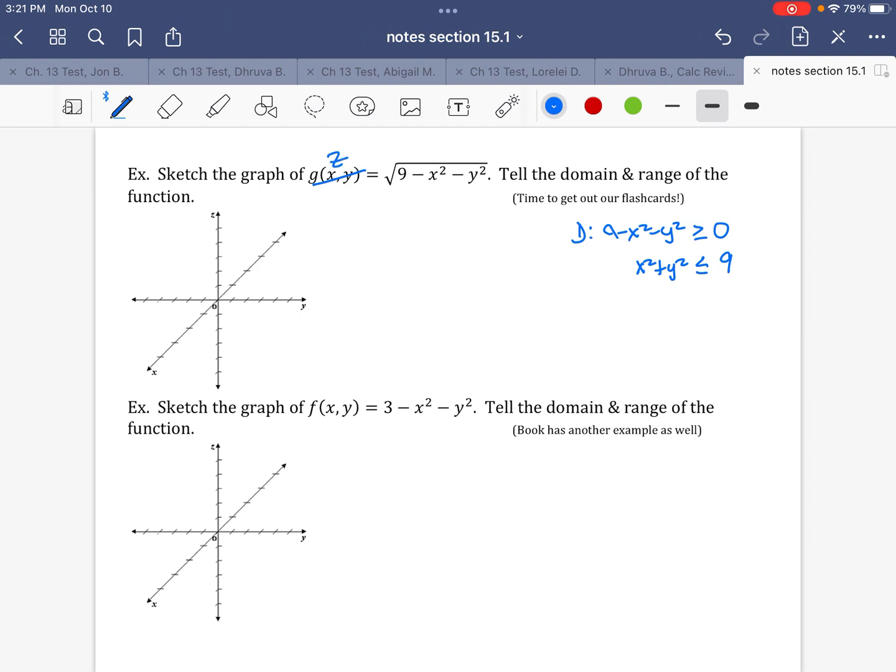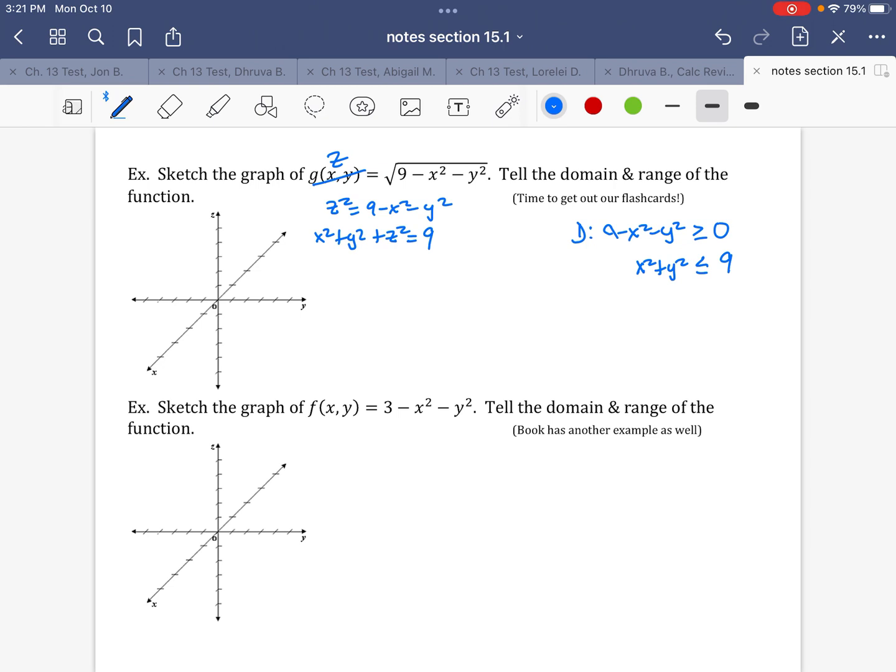So this is, remember, z. So I see it's a square root on the other side. So why don't we square both sides and see what happens? So I get z squared equals 9 minus x squared minus y squared. Well, if I put the x and the y on the other side, I get x squared plus y squared plus z squared equals 9. So now I recognize that shape, right? That's a sphere with radius 3.